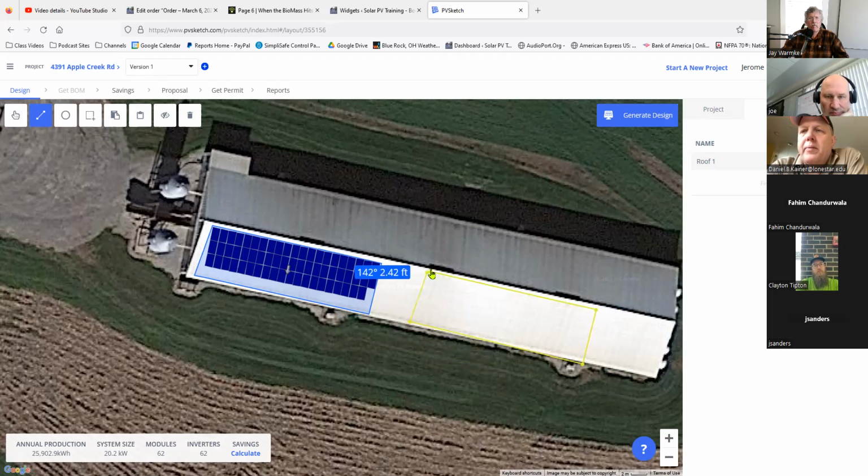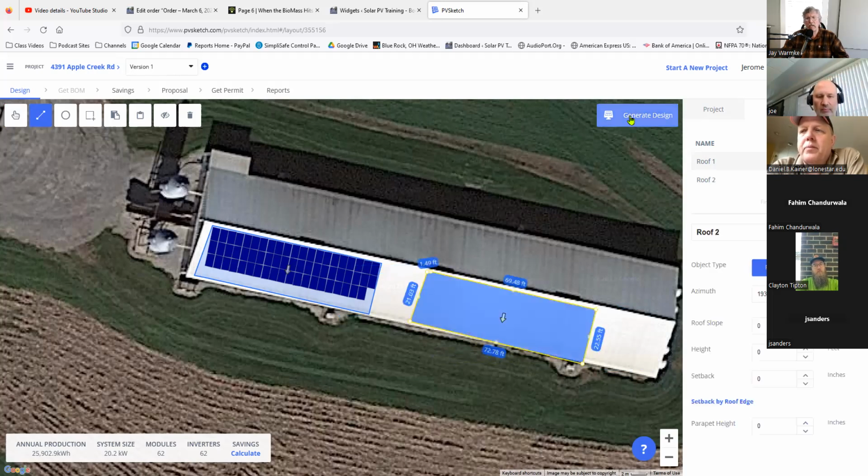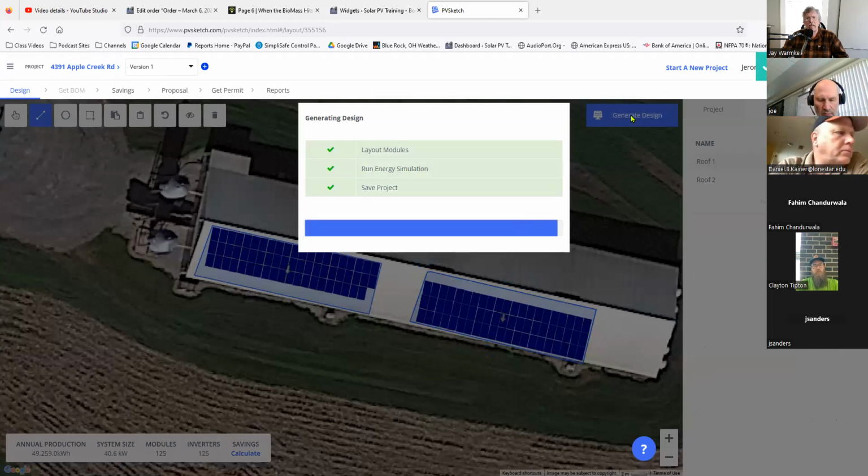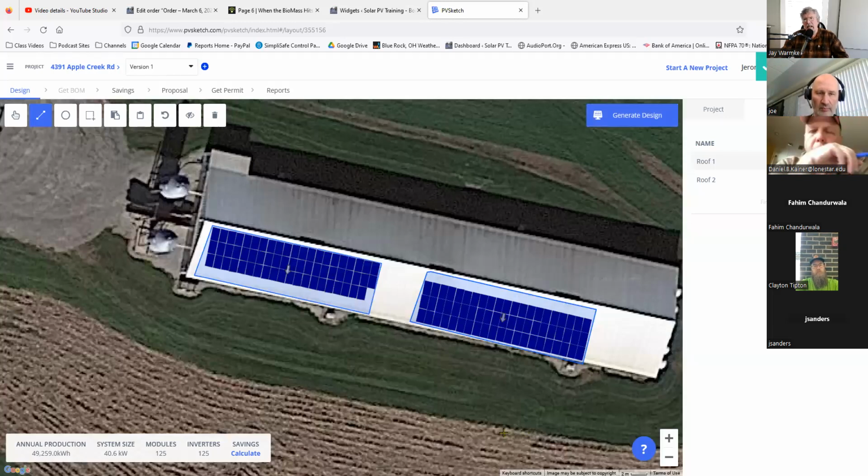I've already preset which panels I'm using, which inverter I'm using, and then I can just simply define the area and then tell it to generate the design, and it'll populate that area that I just highlighted with solar panels. Tell me how many will fit in there. It will tell me what my system size is, what my annual production is. So a lot of these things become just automated. So it's quite a clever little thing.